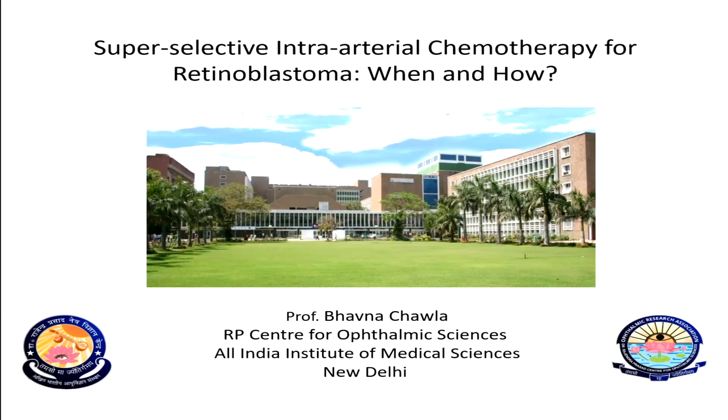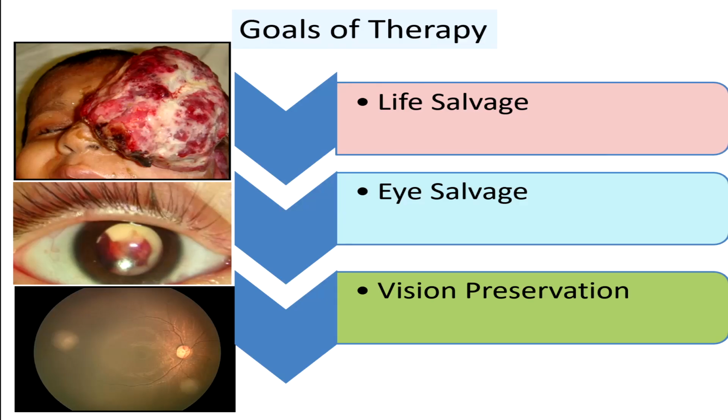So we move on to the next topic, and this is on super-selective intra-arterial chemotherapy for retinoblastoma, which is gaining popularity all over the world and has shown very convincing results in many of the cases of retinoblastoma. As we all know, we have talked about this so often that when it comes to RB, the goals of therapy are first and foremost life salvage, followed by eye salvage. And now with all these newer modalities of conservative therapy that we have, vision preservation is also becoming increasingly possible.